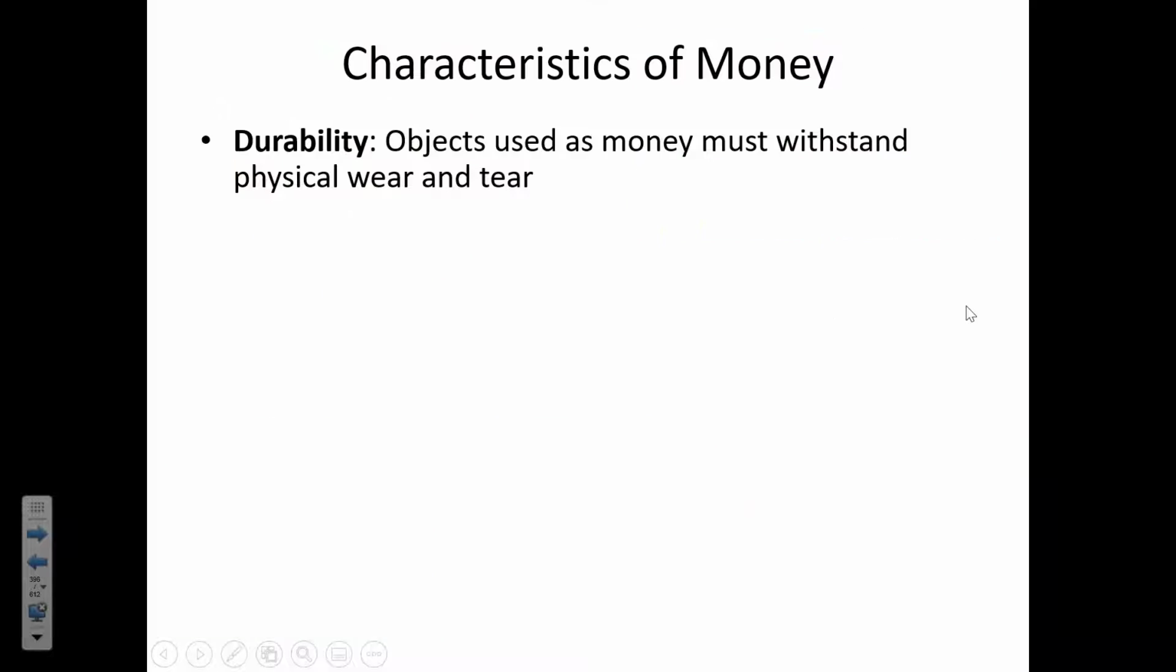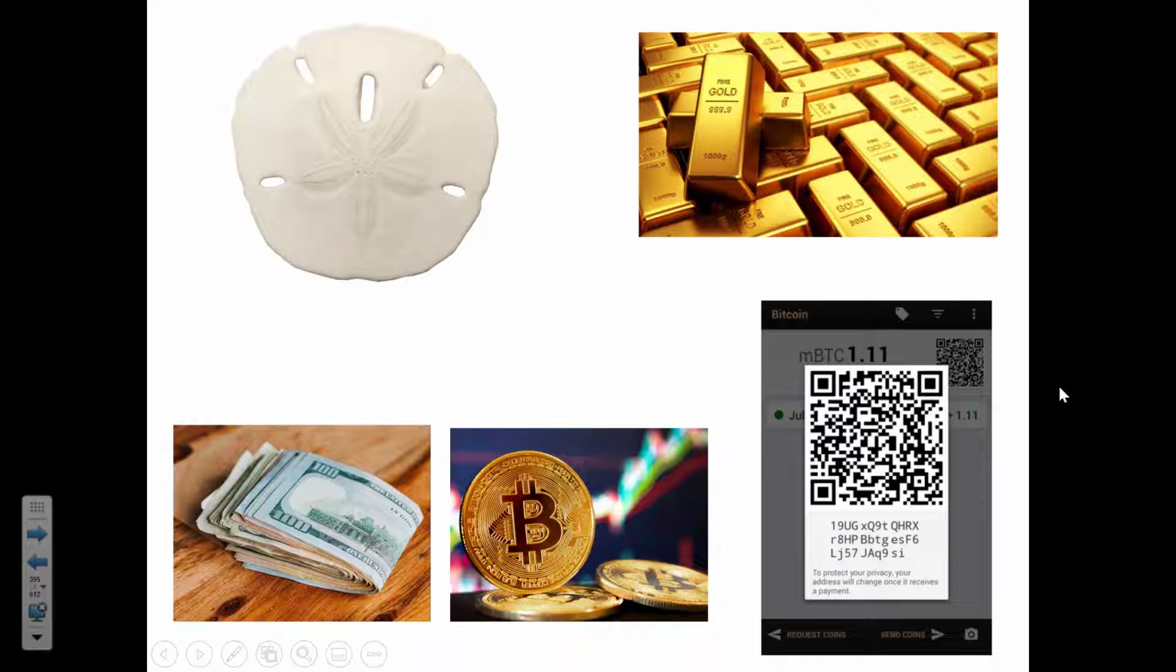Now, there are some definitions and characteristics of what makes good money. And so let's think about, with all of these examples, how good is each one of these relative to these definitions and characteristics of money.